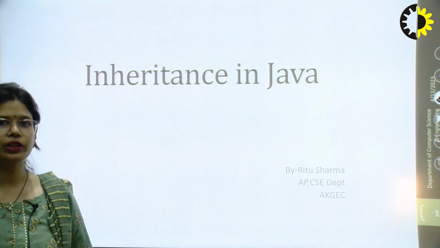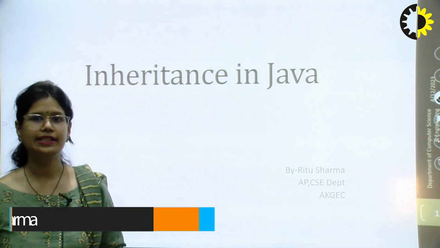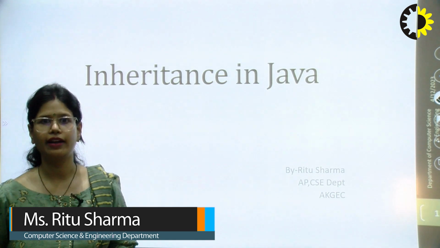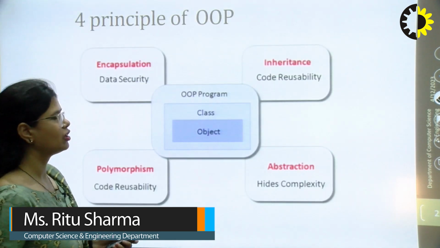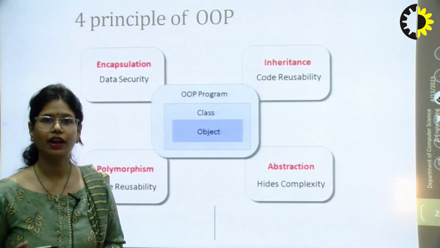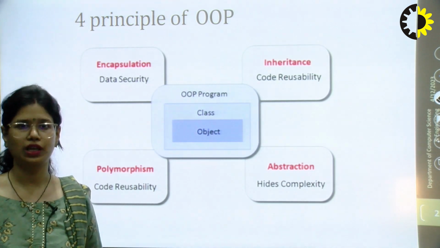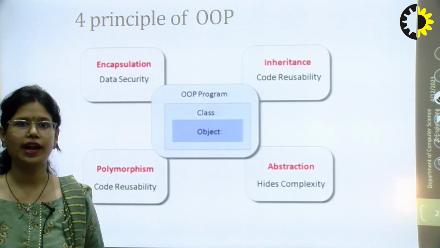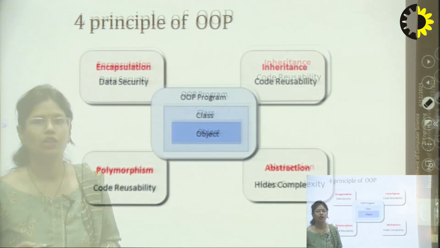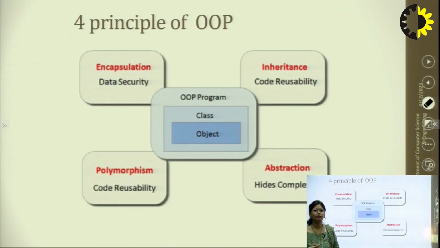Before moving to inheritance in Java, let's understand where inheritance comes from. There are four principles of OOPS concepts. What are the OOPS concepts? In the previous lecture we must have already studied that OOPS is object oriented programming, which includes the four major features: encapsulation, inheritance, abstraction, and polymorphism.